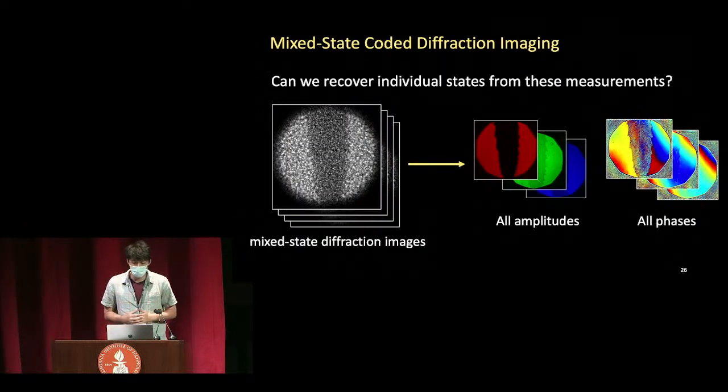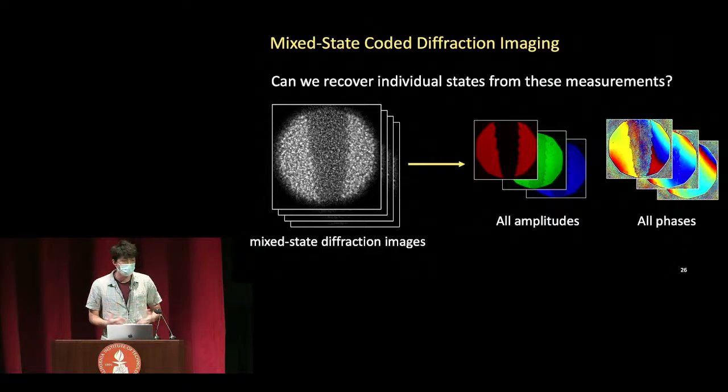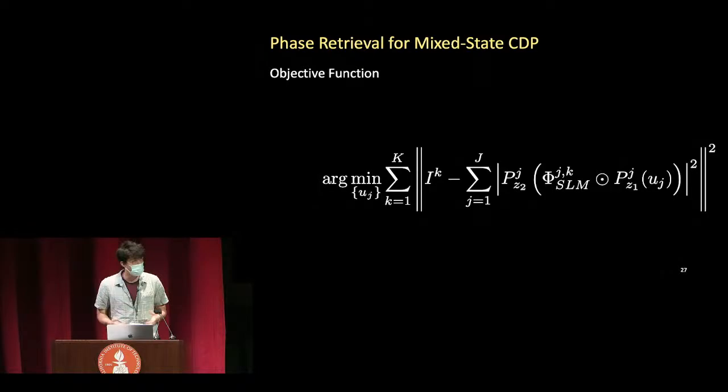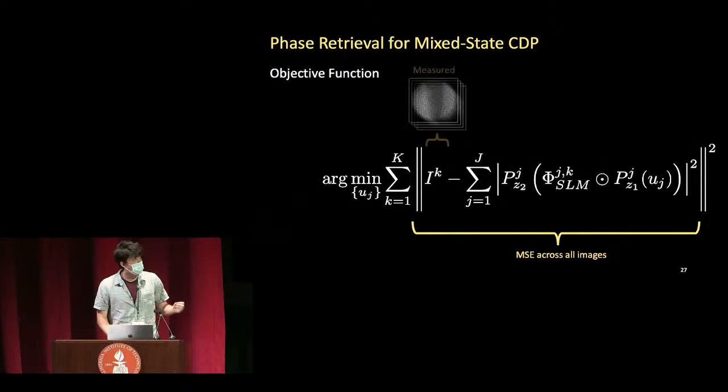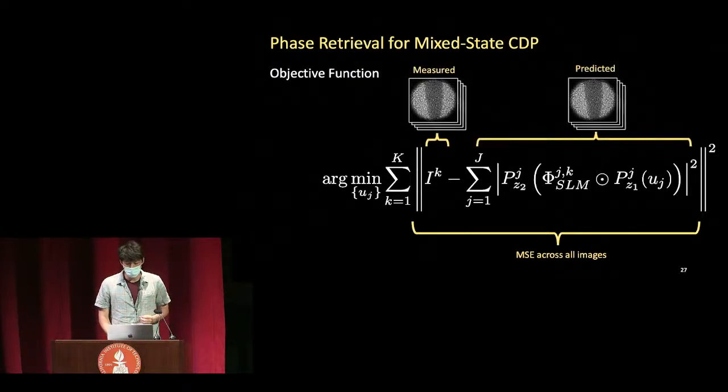So one might ask, can we recover each individual field from these mixed state measurements? And the answer, as it turns out, is yes. We can solve an optimization problem similar to coherent CDP to recover these mixed states, again by minimizing the reconstruction error between the captured measurements and the predicted measurements to recover the unknown fields U sub j.